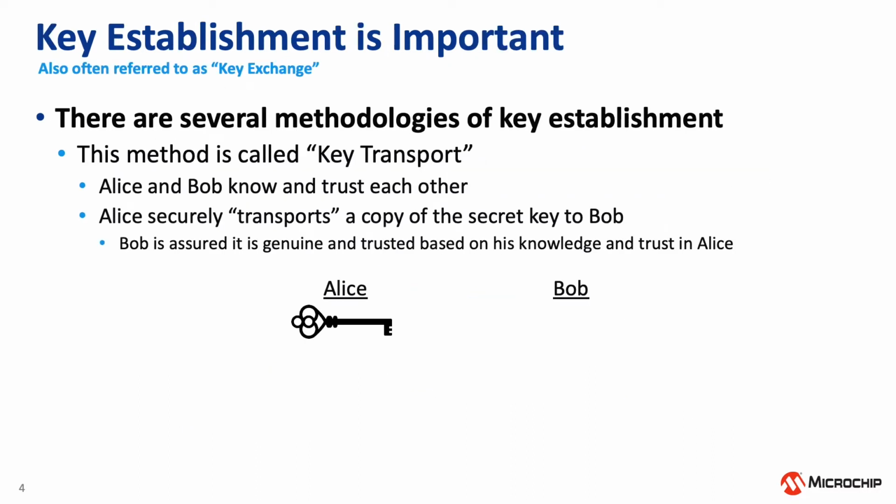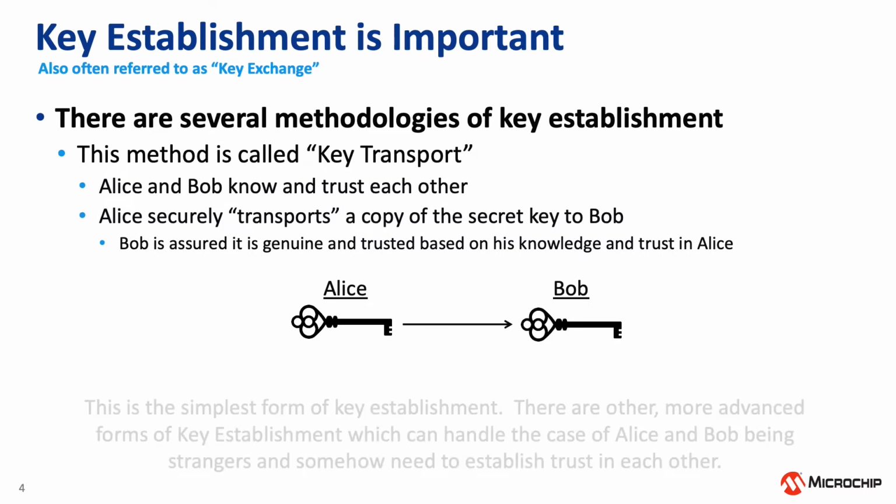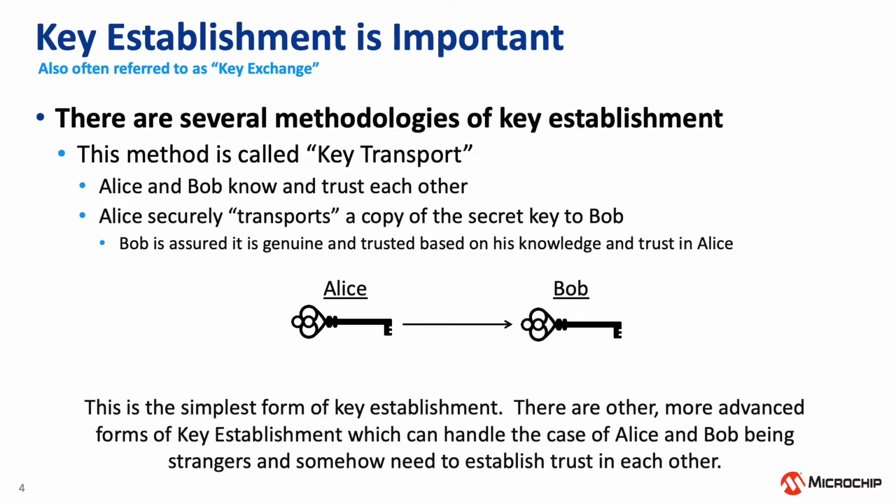So the way they share the key is called key establishment, and the way they share it is the simplest way of key establishment of all. It's called key transport, because Alice essentially just transports the key to Bob. She gives the key to Bob, and this is the simplest form of key establishment. Bob knows and trusts Alice, so he inherently trusts the key. Since they know and trust each other, Bob has no reason to believe Alice would give him an erroneous key, right?